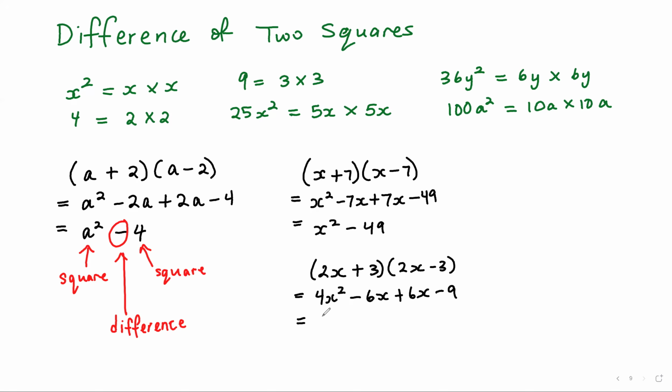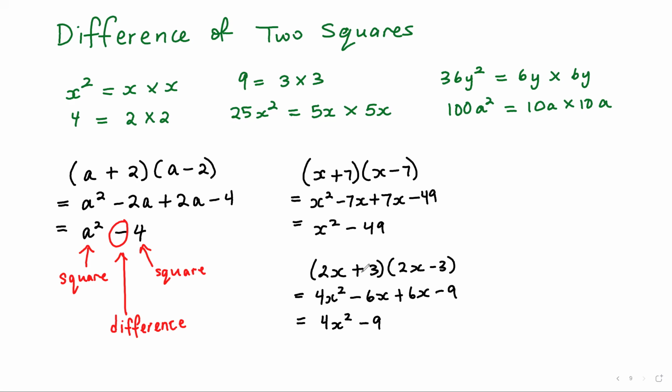So this would give me 4x squared minus 9, because the plus 6x and minus 6x go to 0. Basically, once it's the exact same terms but the signs are different, one is plus and one is minus, you can skip this whole second line and just recognize that it is a difference of squares.